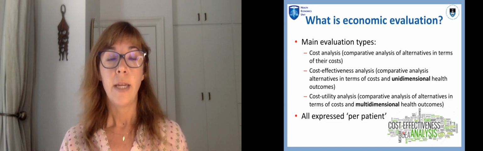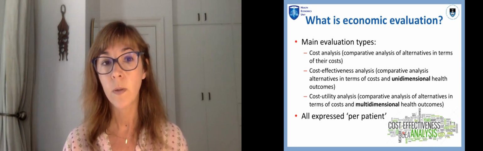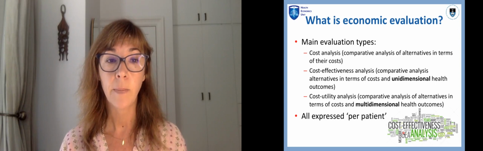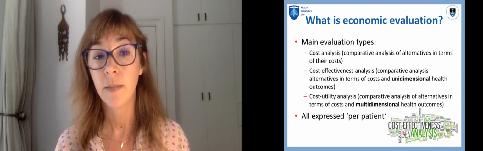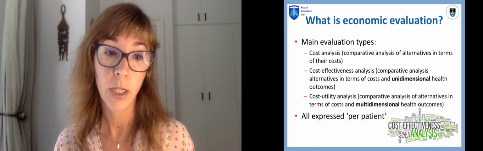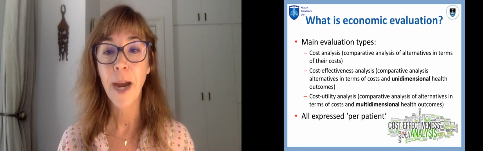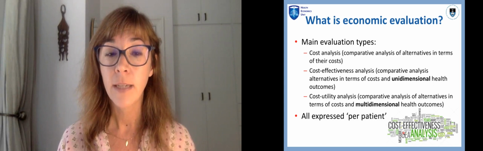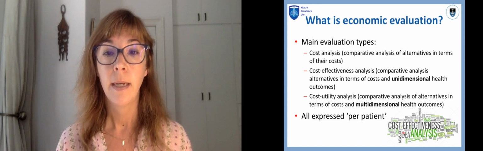So what are the main evaluation types of economic evaluation? Now there are quite a lot of other types of evaluations, but for the purposes of this course, we want to help you to understand the main types so that it's not too overwhelming. So these main types are cost analysis, which again is comparative, and we can define it as the comparative analysis of alternatives in terms of their costs. So the costs of the status quo versus the costs of the new alternative intervention. The second type is cost effectiveness analysis, which is also comparative because they're all comparative. So the comparative analysis of alternatives in terms of costs and health outcomes, where in cost effectiveness analysis, health outcomes are unidimensional in nature. And I'll explain more about that in a bit.